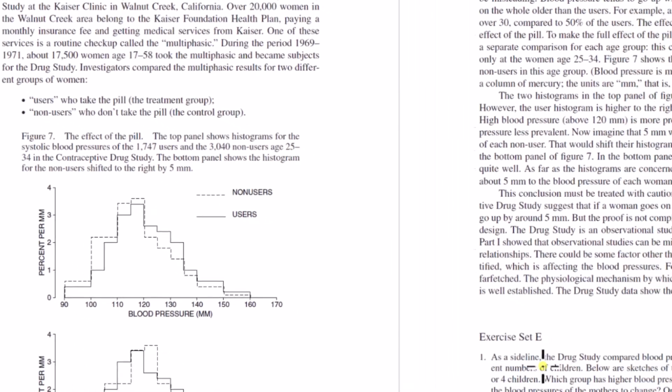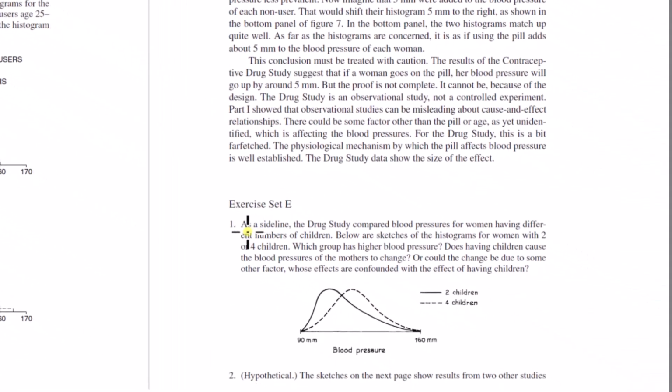Okay, let's answer some of these questions. As a sideline, the drug study compared blood pressures for women having different numbers of children. Below are sketches of the histograms for women with 2 or 4 children. Which group has the higher blood pressure? Does having children cause the blood pressures of the mothers to change, or could the change be due to some other factor whose effects are confounded with the effect of having children? Okay, so we can see that the dotted line histogram is more to the right, which means that the blood pressure on average is higher for women with 4 children compared to 2.